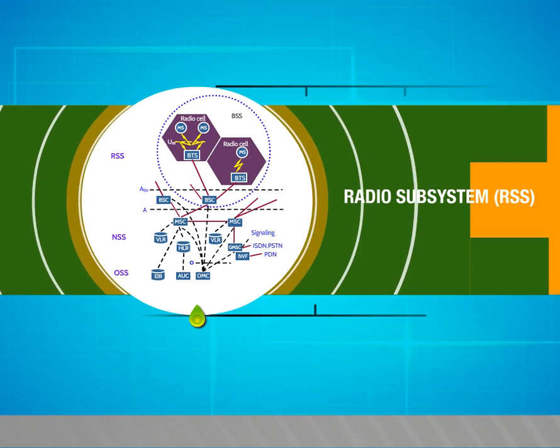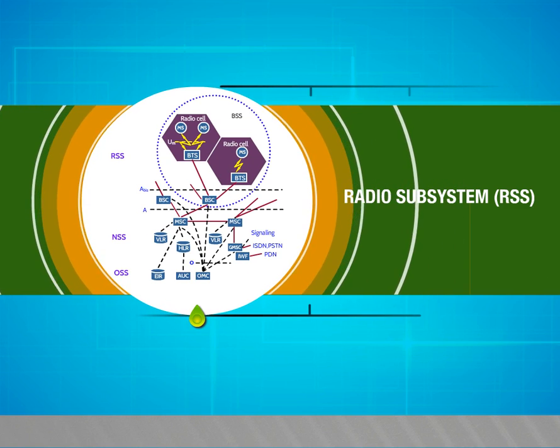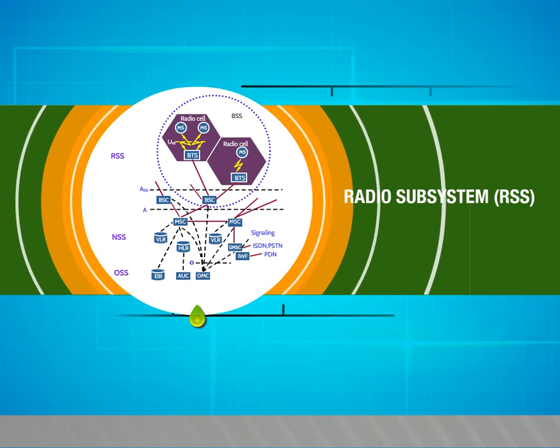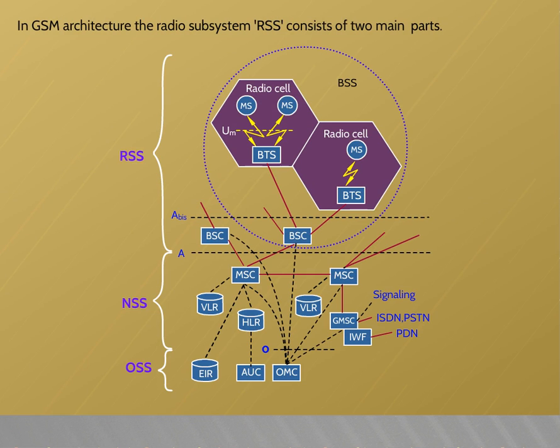Radio subsystem, that is RSS. In this video, we are going to see about radio subsystem, that is RSS. In GSM architecture, the radio subsystem RSS consists of two main parts: mobile stations, and base station subsystem.